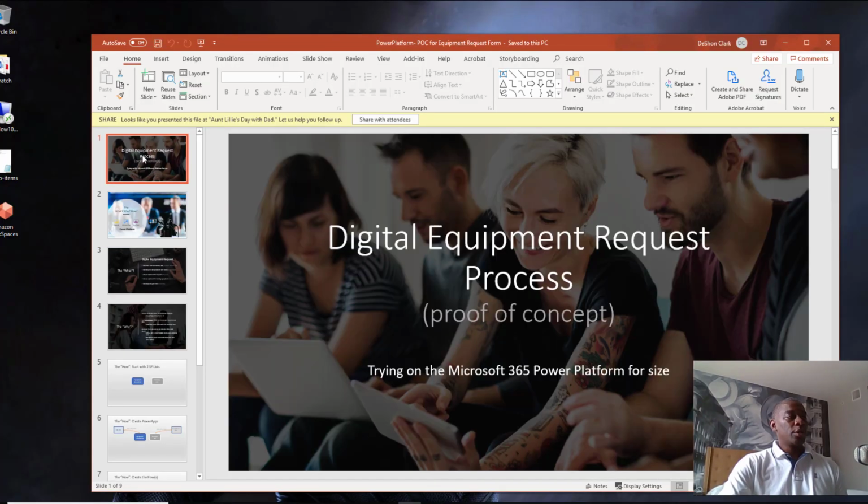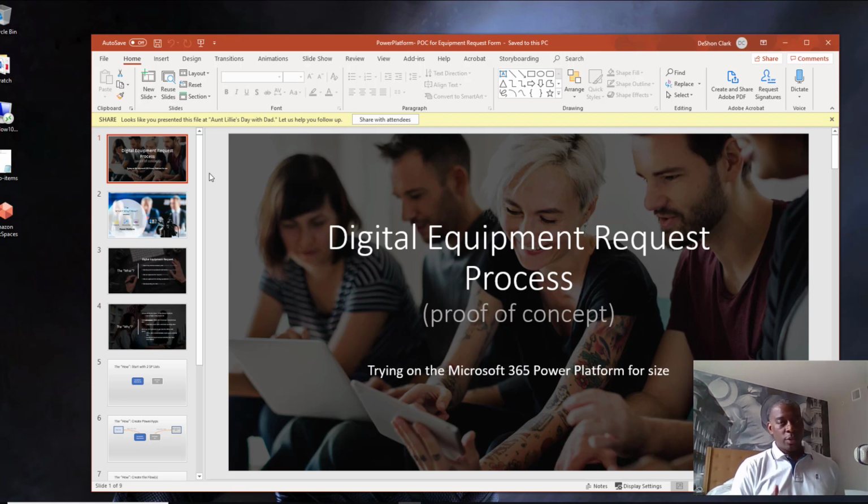All right, so here we go with another series. This is going to be the digital equipment request process, and I think that this series is really important because one, it's going to allow us to embrace and do a POC against the Power Platform, which is Microsoft's solution with packaging Power Apps, Microsoft Flow, and Power BI.